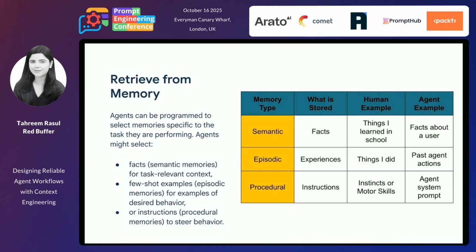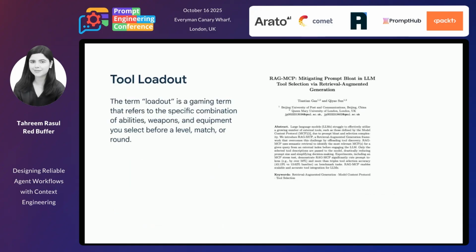Grouping conversation points into different memories can help with retrieving from the right memory, so you're not struggling, because your long-term memory can get very big and very messy. It's important to keep it organized, and this is one strategy to do that. Next, we talk about tool loadout.